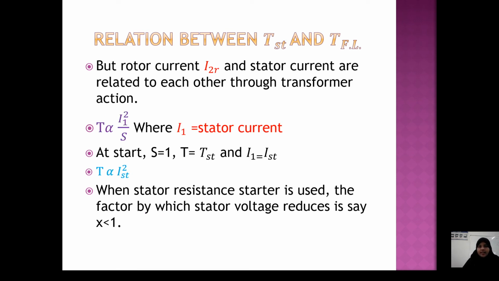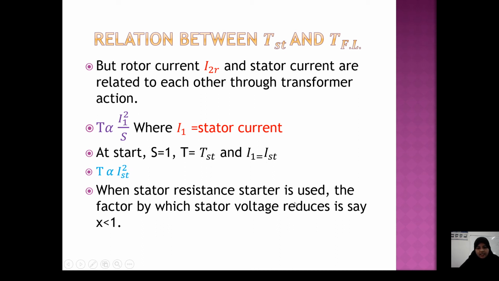But this rotor current I2R and stator current are related to each other through transformer action. That is, torque is proportional to I1 square by S. I1 is what here? Stator current. So at start, when slip is equal to 1, torque will be equal to starting torque and I1 is equal to starting current. So I am replacing this I1 by IST. Torque is proportional to IST square.